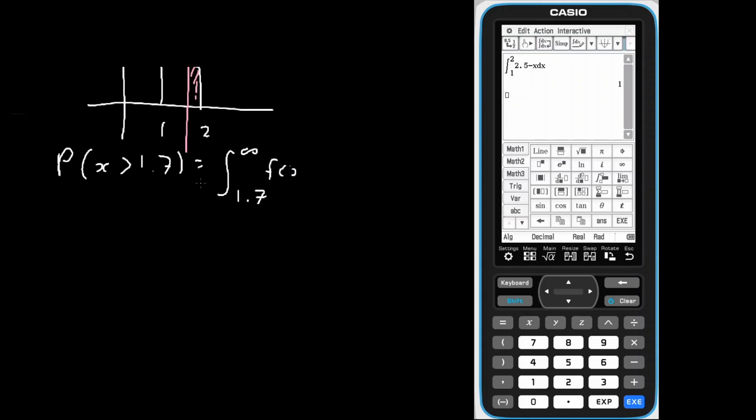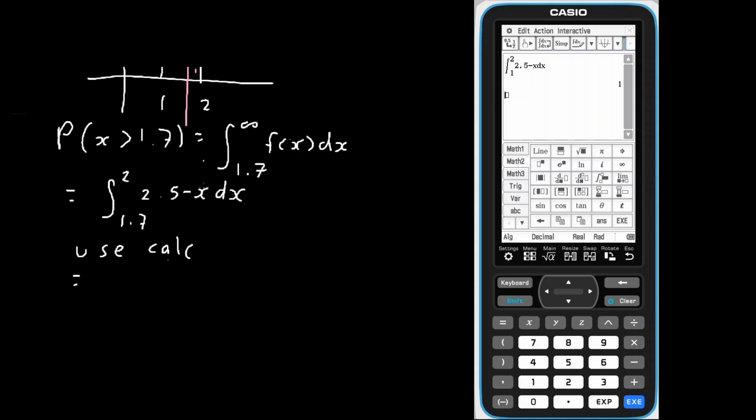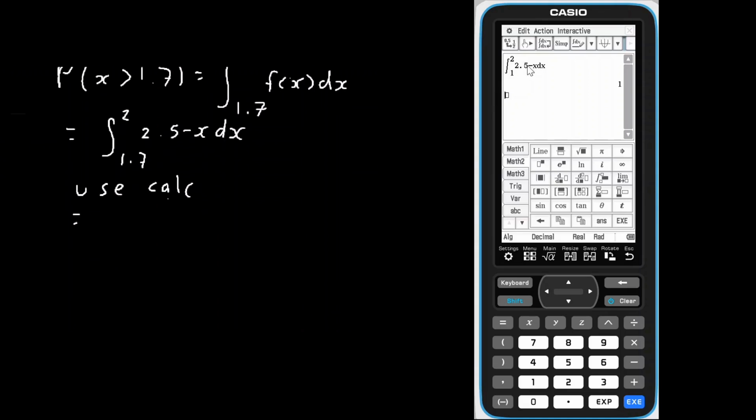Now, we all know that we can split that up at 2, right? So this is equal to, straight away in your head, you know, it's 1.7 to 2 for 2.5 minus x. On that, we can just use calc. And that is equal to our final equation there.